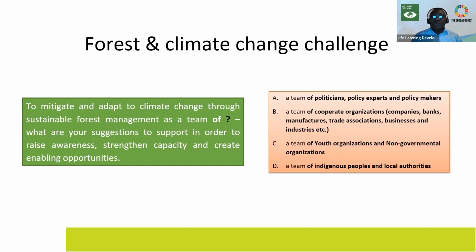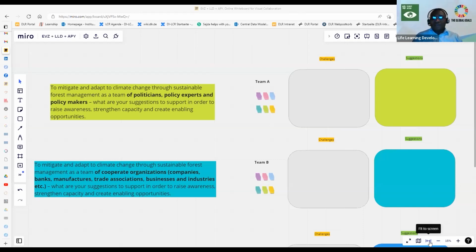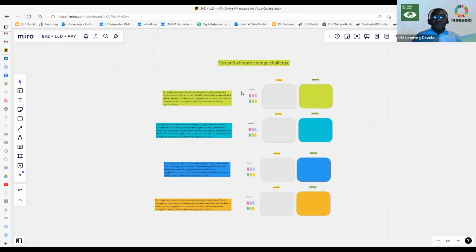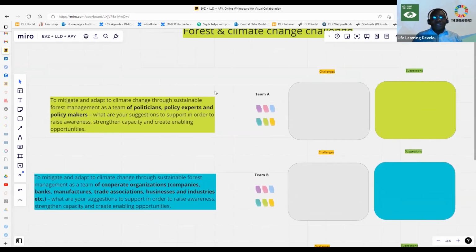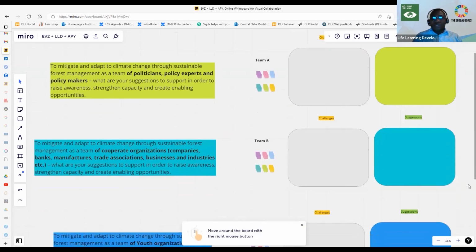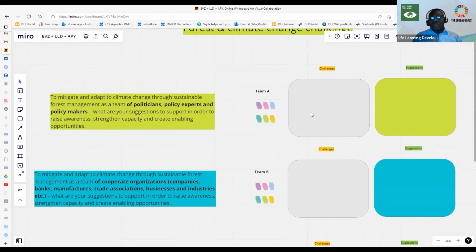So possibly I would have to go back to the Miro board so that you can have a look at what we have to work on before we go into the breakout rooms. So, yeah. So here is the Miro board. You have everything here. Some of it will be team A. So let me increase this. You all have access to work on it. So team A, team B, team C, and D. Try to identify some challenges that you've seen as a politician or as a corporate organization, then provide your suggestions. These are the sticky notes that you can take to write and put them here, depending on how you want it.